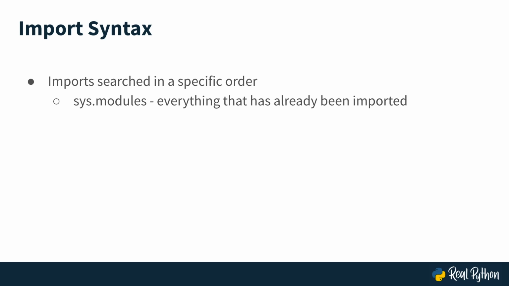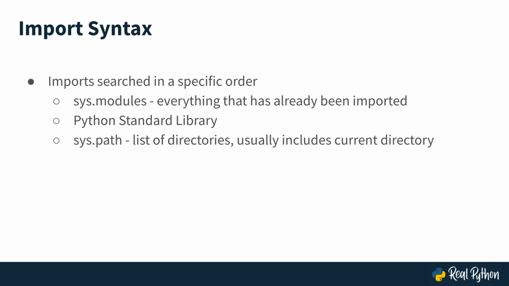If it's not there, Python then checks the standard library. This is where things like os, json, and csv are kept. Anything that you don't need to pip install is generally kept here. Finally, Python will look in the sys.path. This is a list of directories, which usually includes the current directory. Any local files that you write for your application should be located here. And this is where absolute and relative imports become very important.